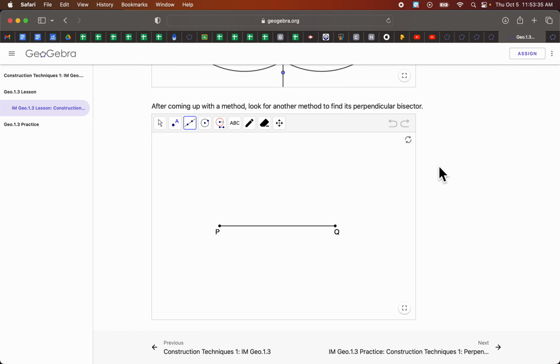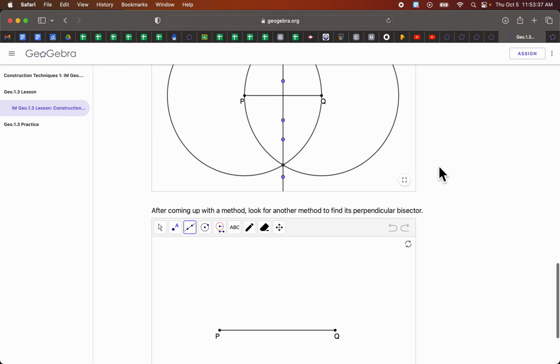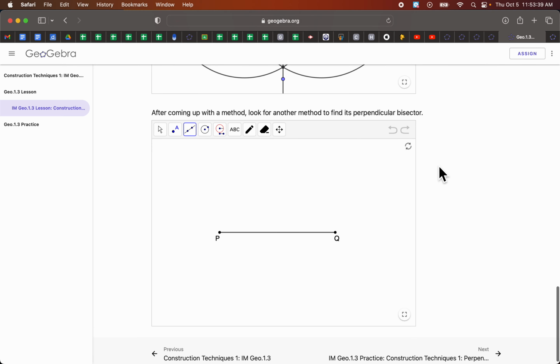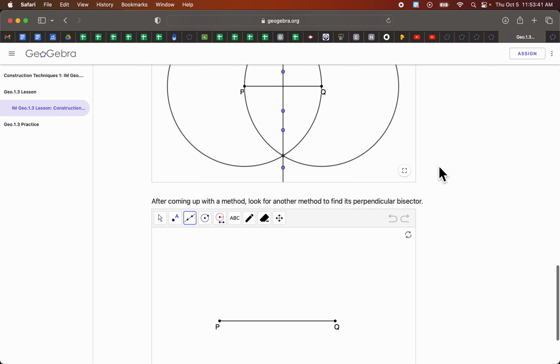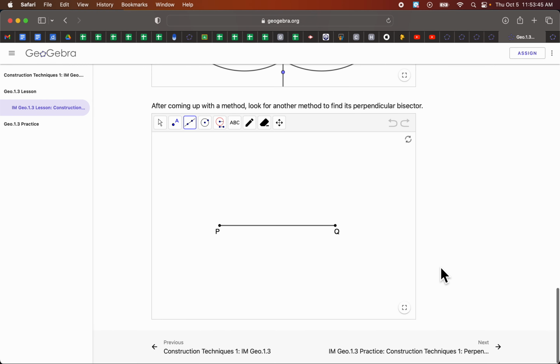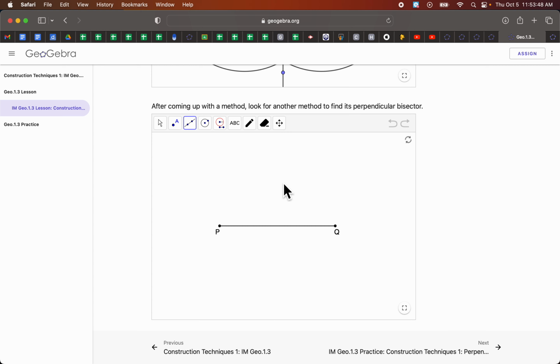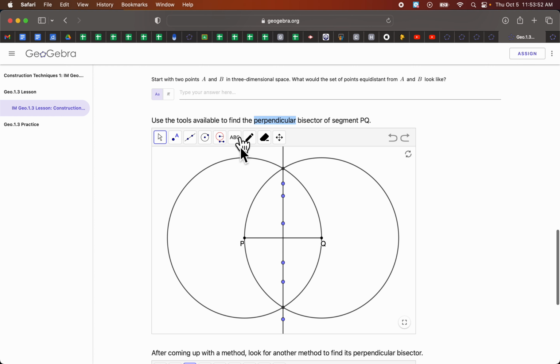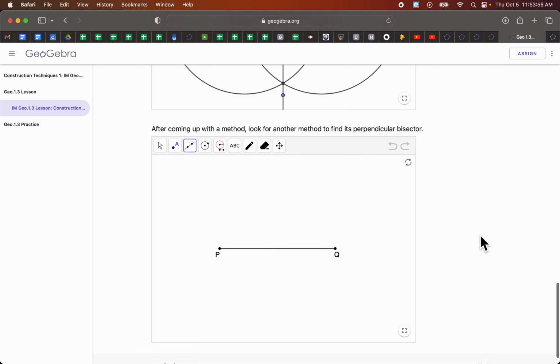All right. After coming up with a method, look for another method to find the perpendicular bisector for PQ. That is your all-star question, and I'm not going to give you the answer to that one. Okay. So if you can come up with another method other than the one that I just showed you, which is what we do in class, then there's your all-star question. All right.